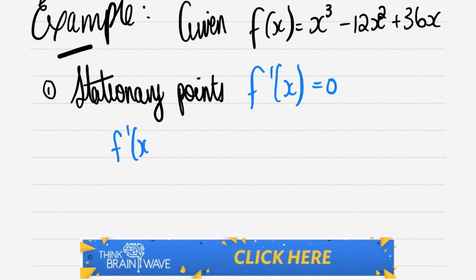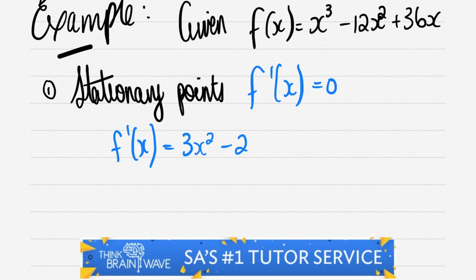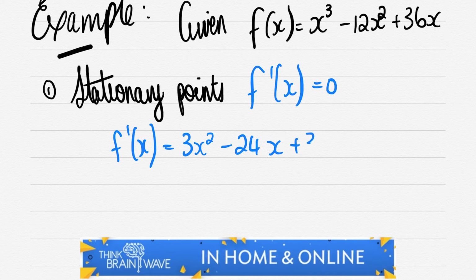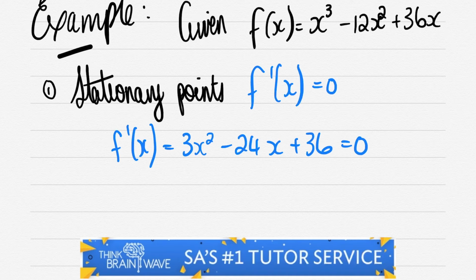Our first derivative of x cubed is 3x squared. Of minus 12x squared we get minus 24x, and of 36x we get 36. We now make that equal to 0. We take a common factor of 3, and then we do basic factorization into brackets.